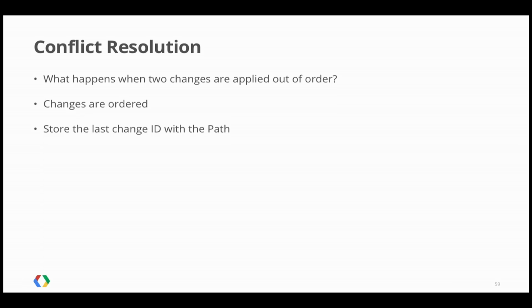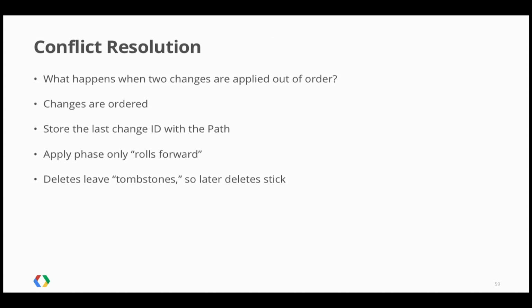Oh, wait, change 2 has already been here. I'm going to just return success without actually doing anything. And then change 2 continues to win. It sticks. In this way, the apply phase only rolls forward in our change history. And so that's how we assure that these things are going forward.